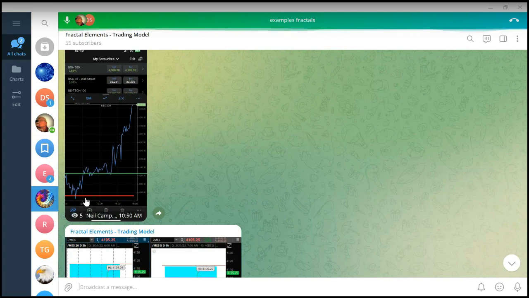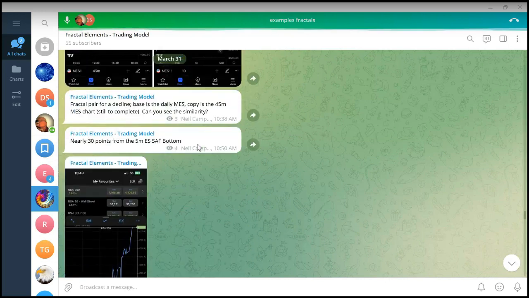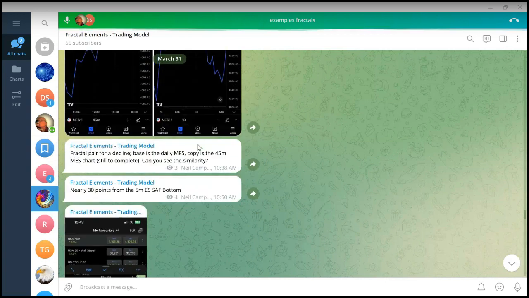So when you find a turning point, allow a little wiggle room for a spike. All right, and this one went straight up. He found that on a 5-minute time frame.